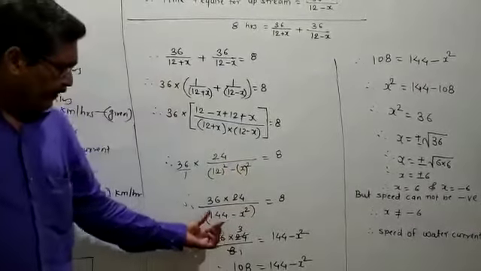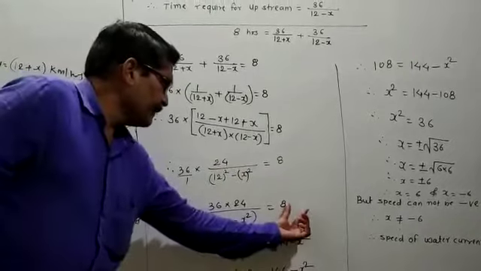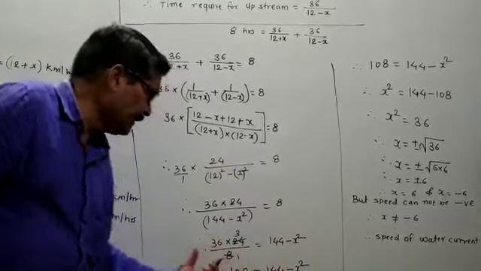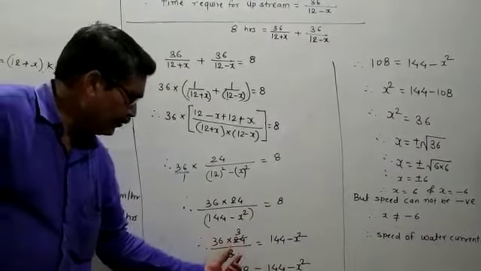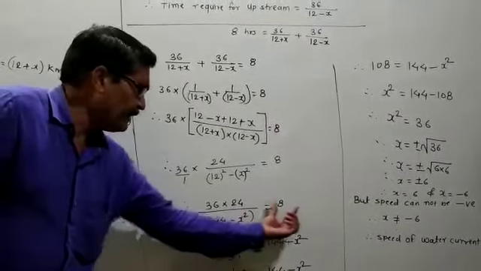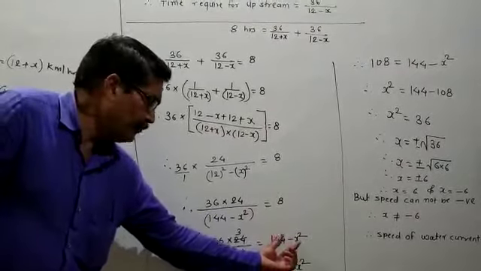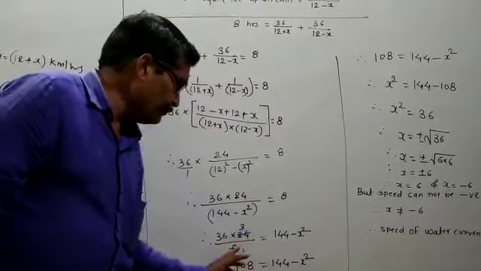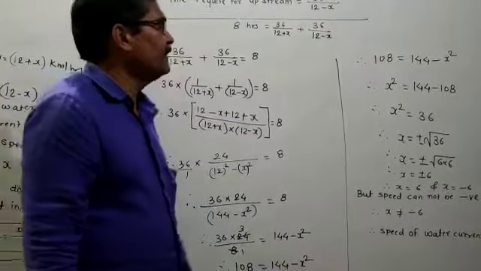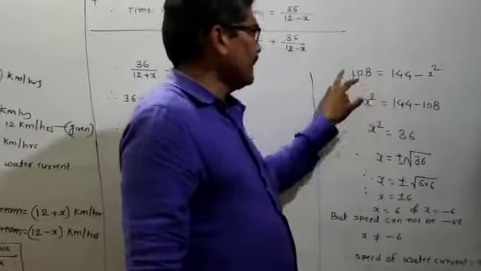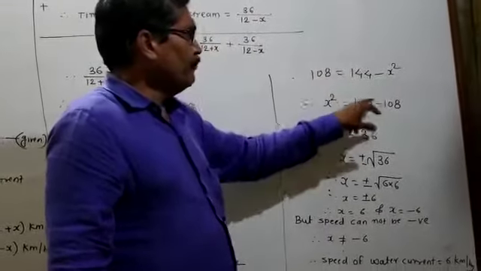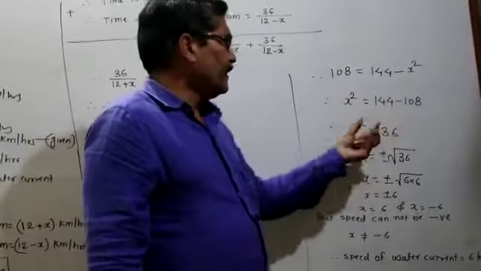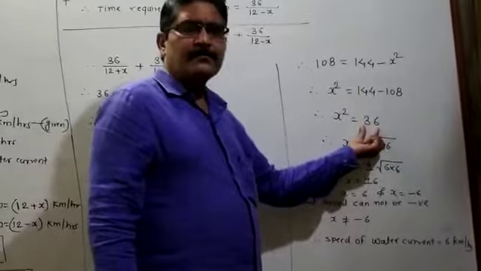Then you have to transpose this bracket to this side and 8 to the other side. So I will transpose this 8 to this side and the bracket to that side. At that time 36 multiplied by 24 upon 8 is equal to 144 minus x square. Then transpose minus x square to this side and 108 to that side. At that time minus x square becomes plus x square, 144 as it is, and 108 becomes minus 108. After subtraction you will get the value 36.